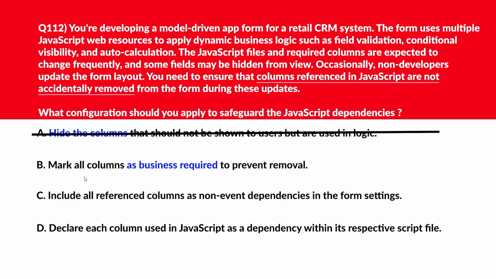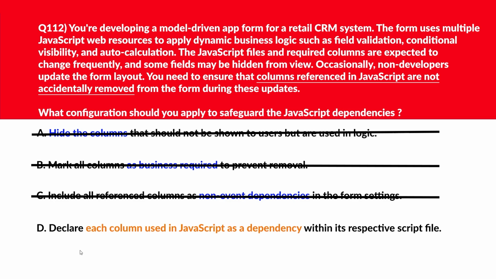B says mark all columns as business required to prevent removal. Business required status enforces data entry but doesn't safeguard script references. Wrong answer. We'll move to C. C says include all referenced columns as non-event dependencies in the form setting. Non-event dependencies are managed at form level, not within individual script files. Wrong choice. We'll move to now option D.